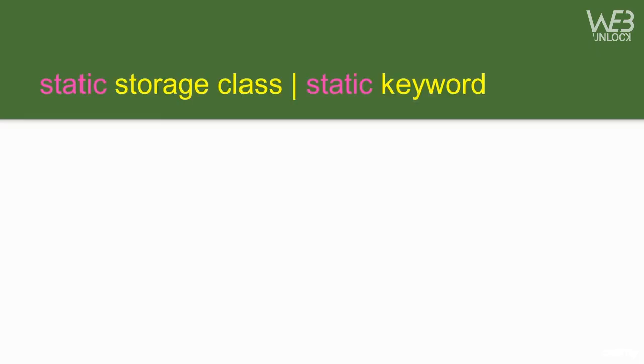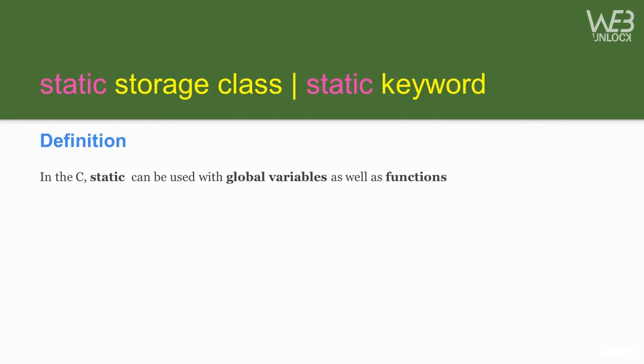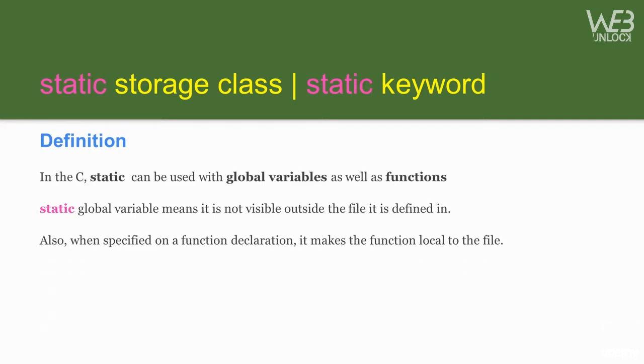What is the static storage class and how do we use the static keyword in C? Let's start with a definition. In C, static can be used with global variables as well as functions. When using static with global variables, that means the variable is not going to be visible outside the file it's defined in. Also, when you specify it on a function, it also means that the function is local to the file it was defined in.